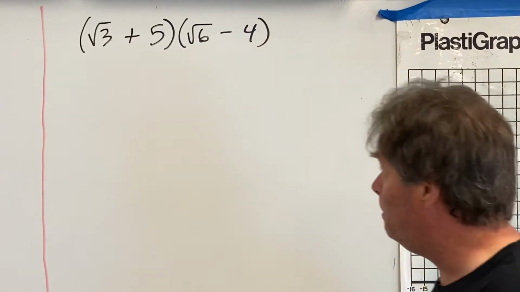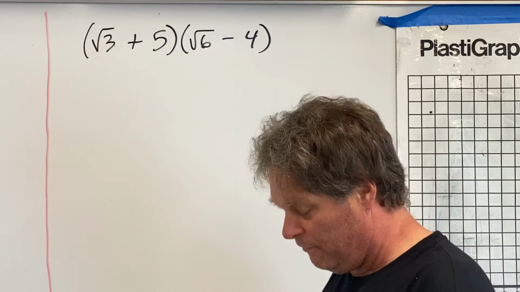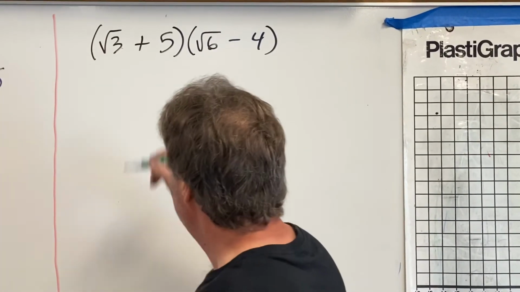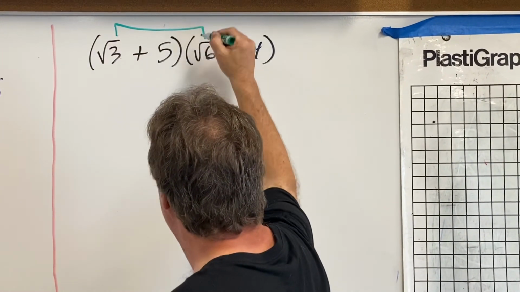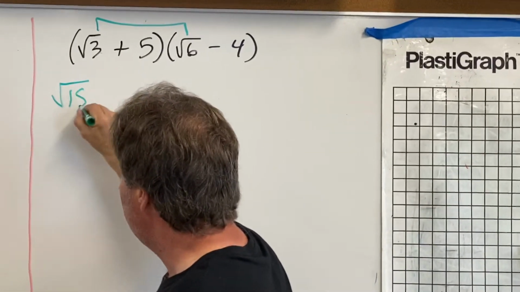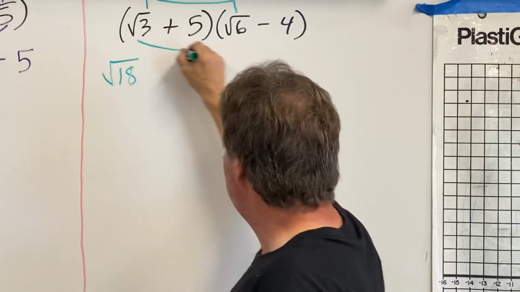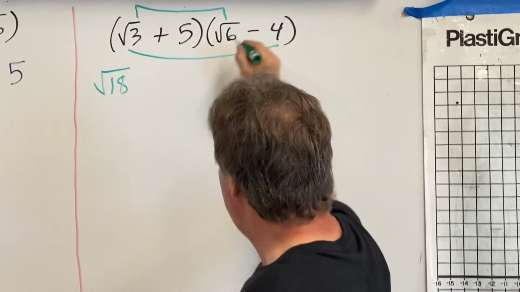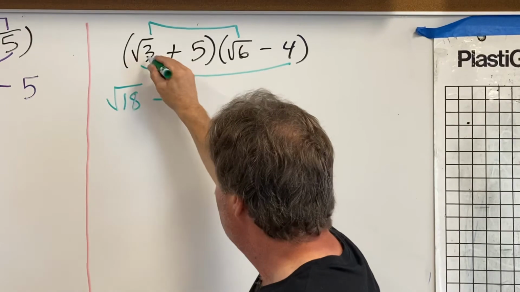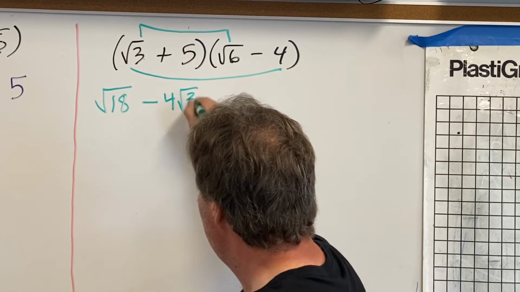Well, moving on. This is exactly the same thing. It's going to be a FOIL problem. So, let's see. Root 3 times root 6, that's first, right? That's going to be root 18, which I know can be simplified. I'm going to do that in the next step. Then outside is going to be positive times negative is negative. Root 3 times 4 is 4 root 3.